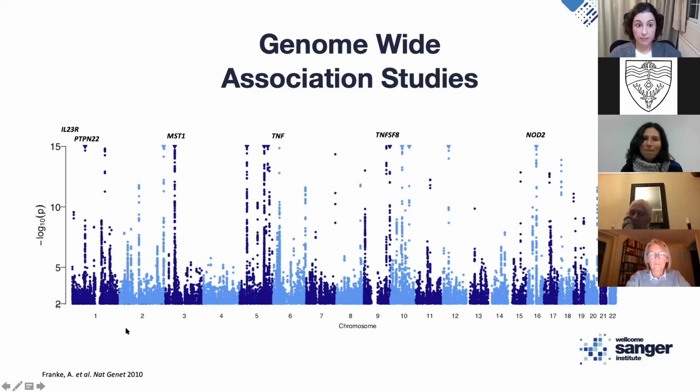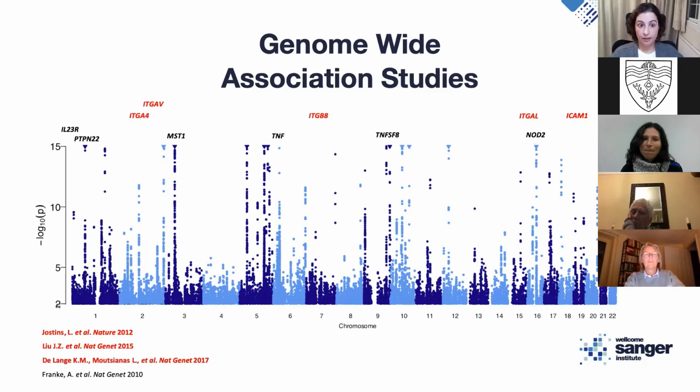So this Manhattan plot was published in 2010. And a couple of years later, within the International IBD Consortium, a larger GWAS was performed and additional genes were identified. And among them, there was one called ICAM1. Now, 2 years later, another paper from the International Bowel Disease Consortium, larger GWAS, additional genes, among them ITGAL. And a couple of years later, in a work that was coordinated by Carl Anderson's team, they identified, among others, again, 3 additional signals linked to these 3 genes, ITGAV, ITGA4, and ITGB8. And that was the point that they realized that all these genes in red are integrins.